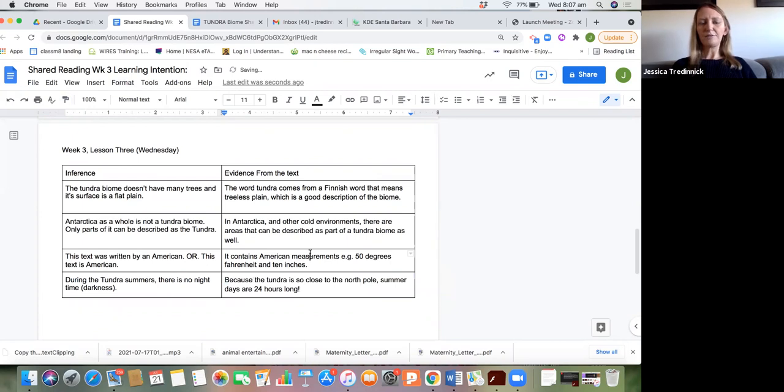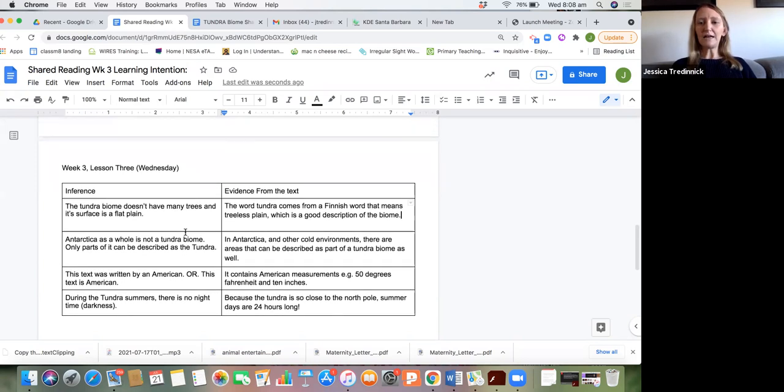So here I've made some inferences. So they're my thoughts that the author didn't actually say. And I've backed it up with the evidence for why I've gotten that, where I've gotten it from. So my inference is the tundra biome doesn't have many trees and its surface is a flat plain. And the evidence I use from that is that the word tundra comes from a Finnish word that means treeless plain, which is a good description of the biome.